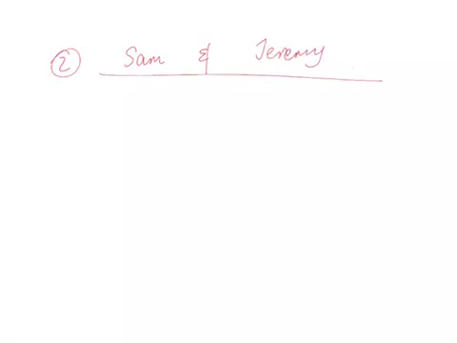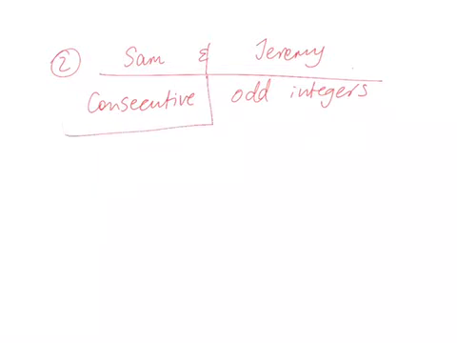All right, let's try question 2. So Sam and Jeremy, there are two people, and they have ages that are consecutive odd integers. Consecutive. Consecutive means one after the other, right? One after another. So this is one important aspect.